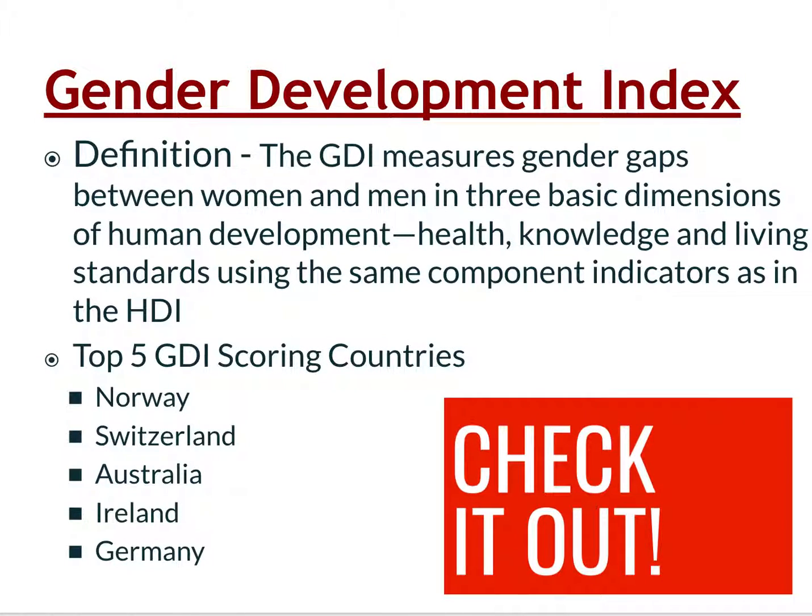Also, there's this thing called the Gender Development Index, and it's called GDI. And that basically means that it measures gender gaps between men and women in different countries through three basic dimensions. So that basically means the health, the knowledge, and the living standards are used to compare the experience between men and women. And the top GDI scoring countries are here. So we are going to check it out.